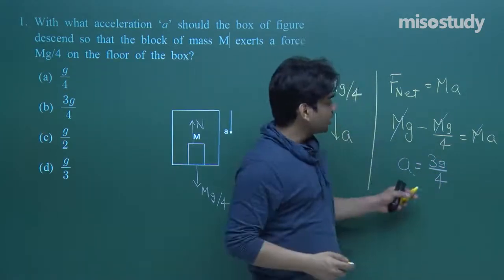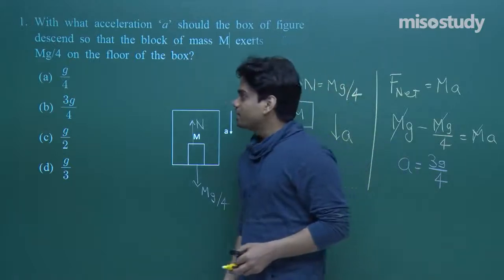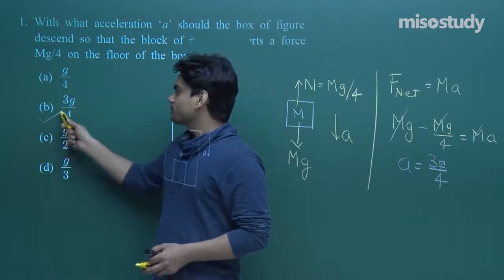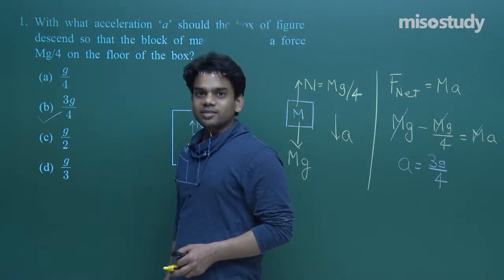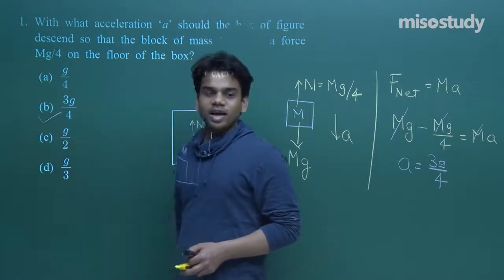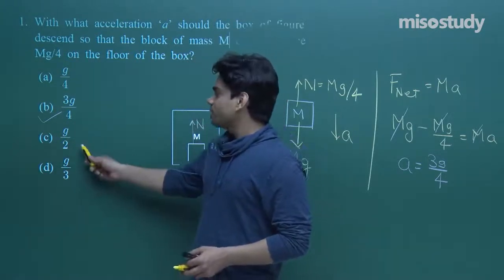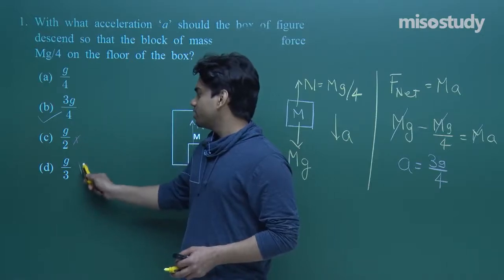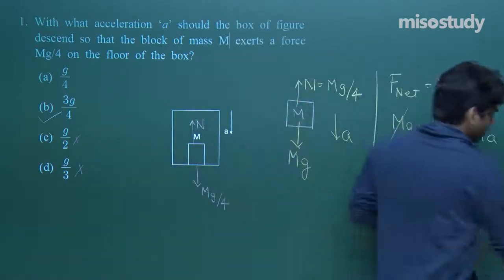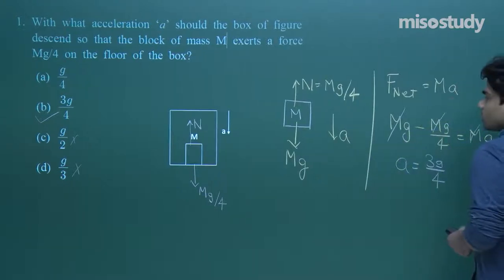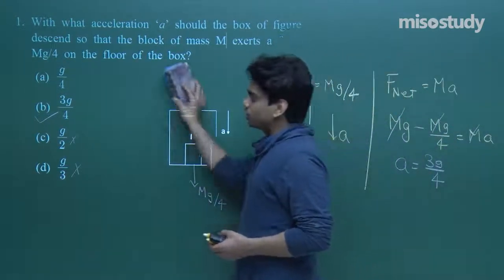Let's check the answer. A equals 3g/4, that will turn out to be option number B. Option number A, g/4, is incorrect. Option number B, 3g/4, that is the correct answer that we are having here. The next one, option number C, g/2, again it's incorrect. D, g/3, that is the incorrect response. So let me rub the entire part so that we can solve the next question.